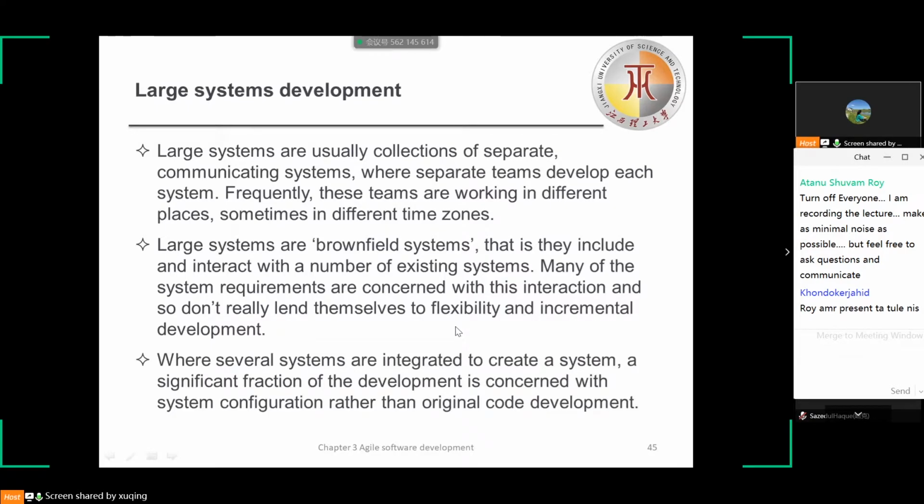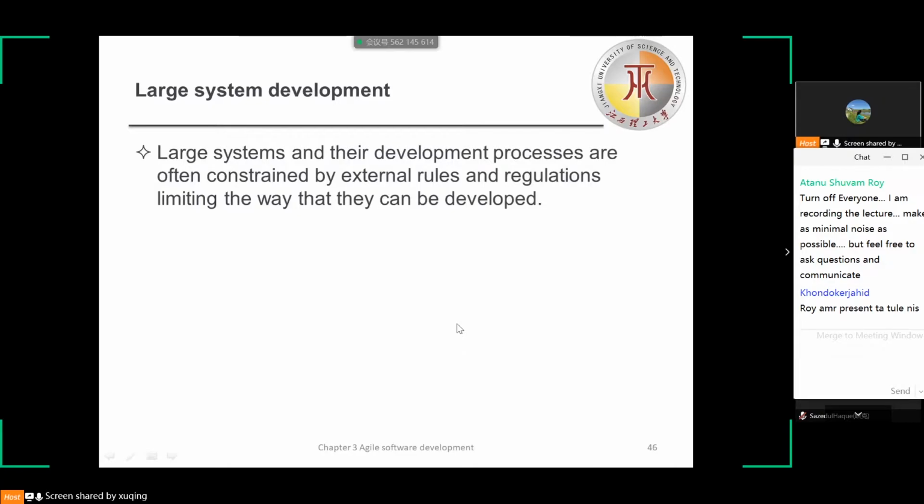And where several systems are integrated to create a system, a significant fraction of the development is concerned with system configuration rather than original code development. For large systems, we integrate different components to create an integrated system. And the code development is not so intensive as in agile methods.